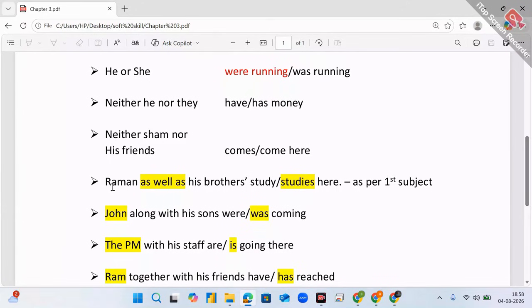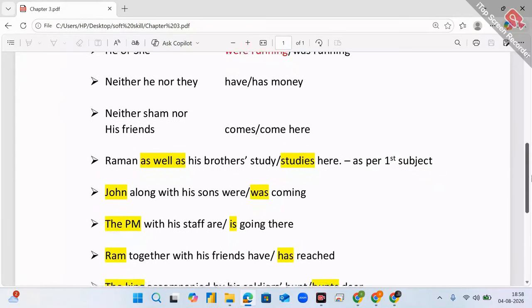For example, as I have written over here, Raman as well as his brothers study or studies here. We go as per the first subject. Here the first subject is Raman. What is the second subject in the sentence? His brothers, right? His brothers is plural, but in the construction of as well as, we go with the first subject. So Raman is singular, that's why we choose the singular verb, that is studies.